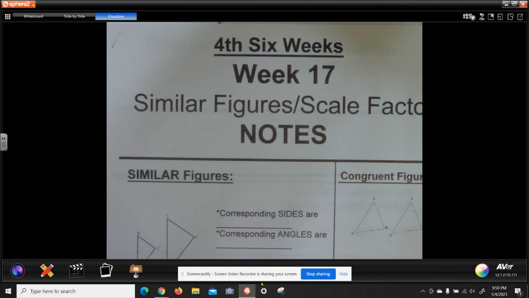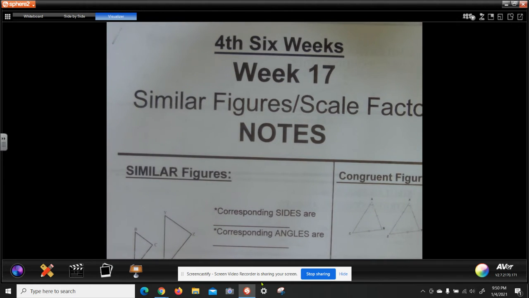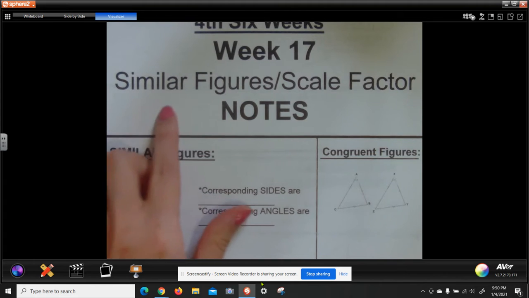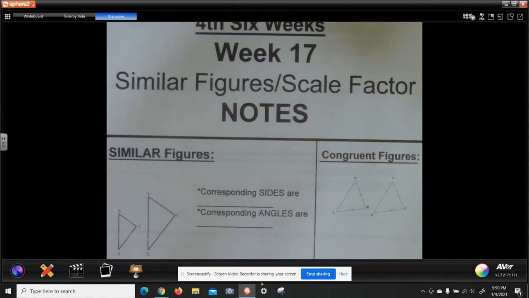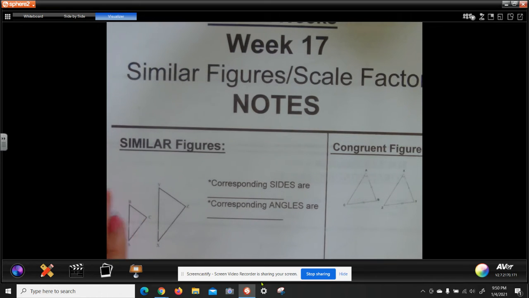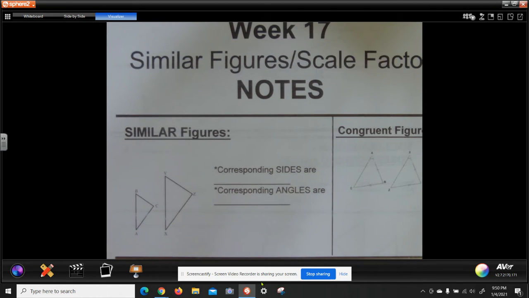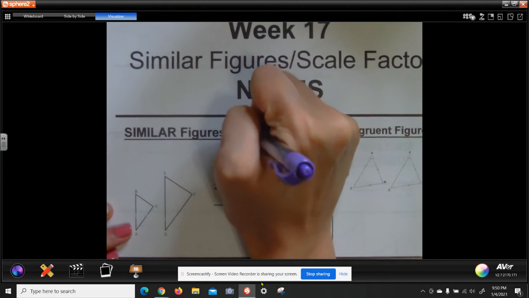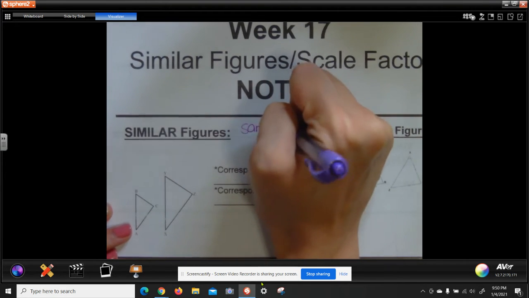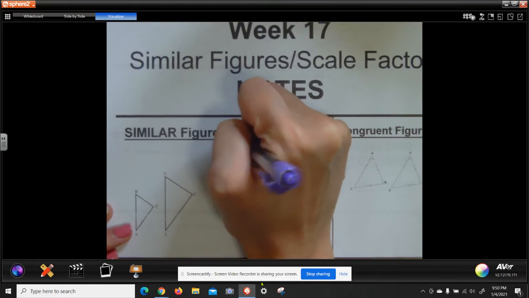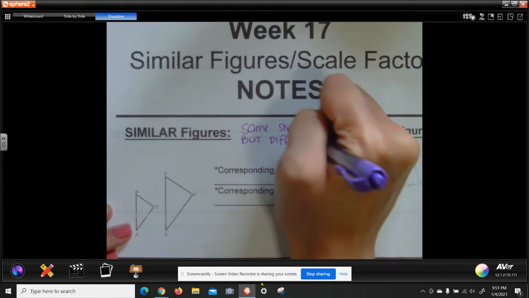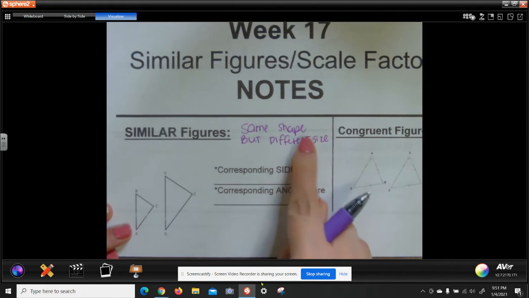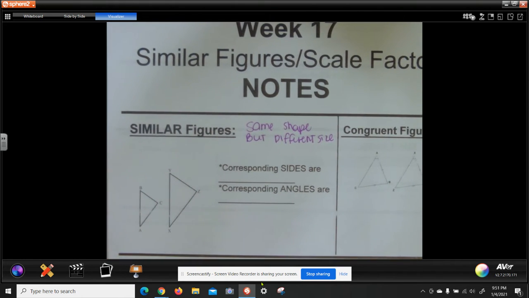Okay, boys and girls, for this week's lesson, you're going to be learning about similar figures and scale factor. For Monday, yesterday, you all covered some notes about similar figures, which we said have the same shape, but different size. So they're similar in shape, but their size is different.